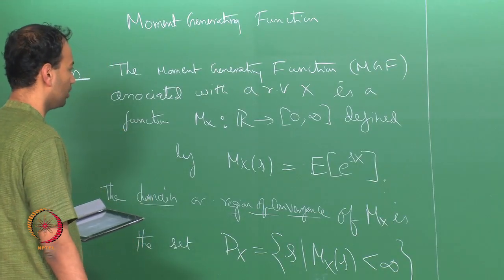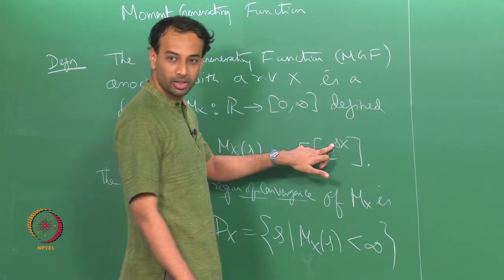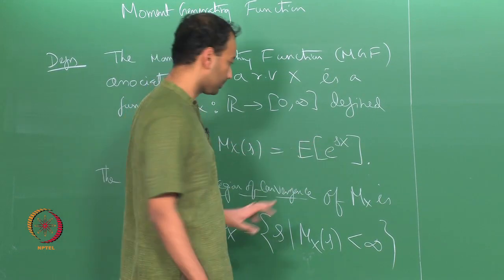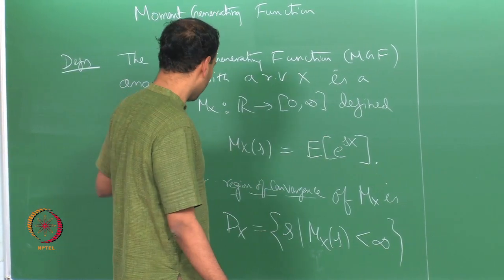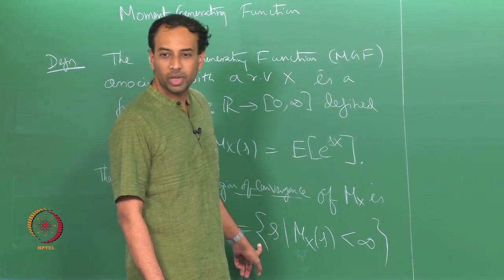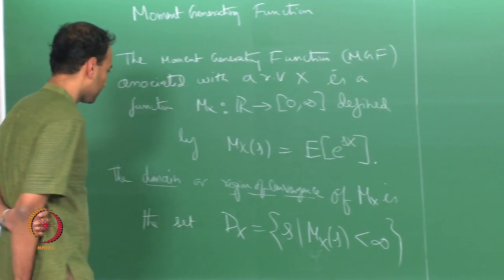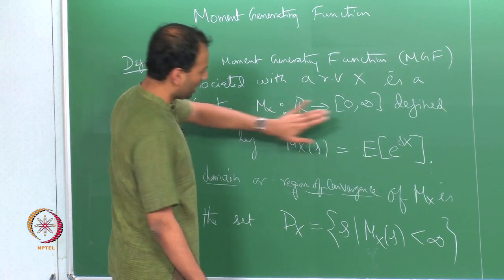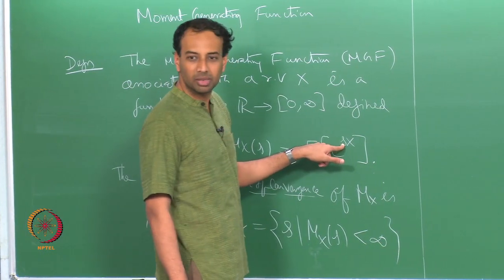So the moment generating function of some random variable X is like an exponential moment. The expectation of e to the power s X, where s is the parameter. Obviously this may not exist everywhere, and the domain or region of convergence where this is finite is called the domain of convergence of this moment generating function. Now notice that I have defined it as a function that maps R to [0, infinity]. So what I am essentially saying is that this s is some real number.